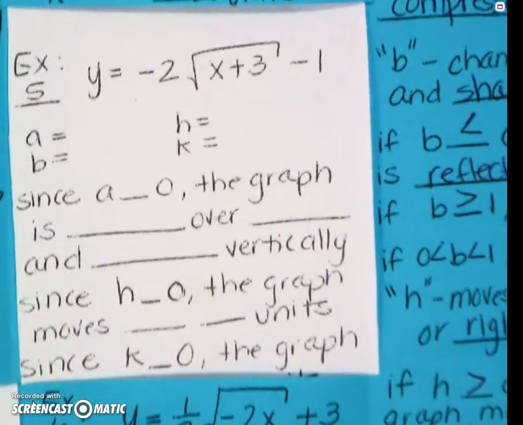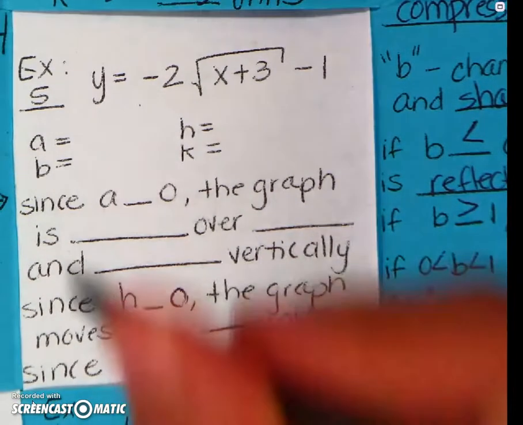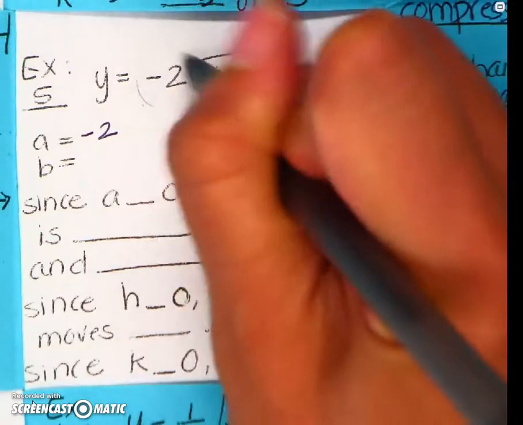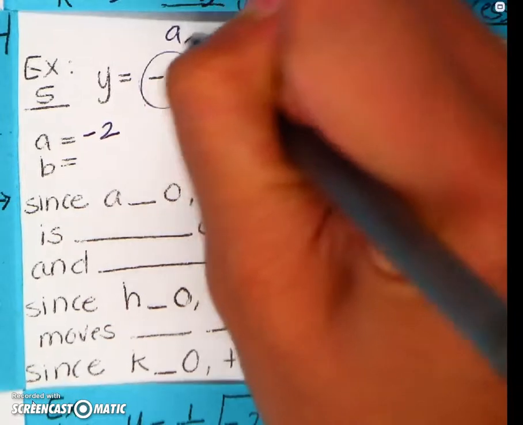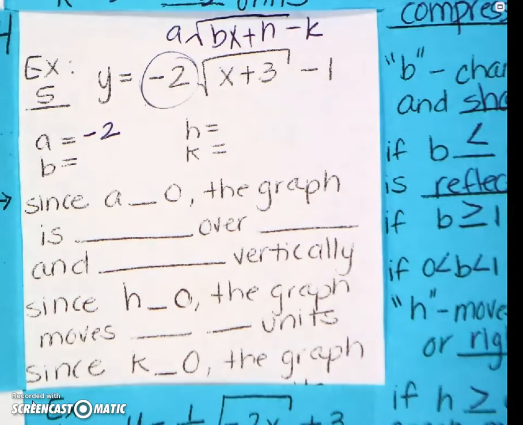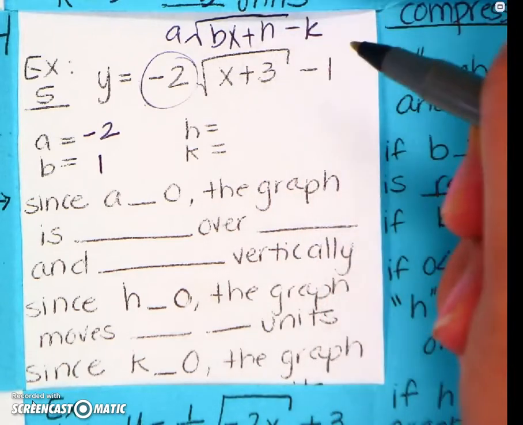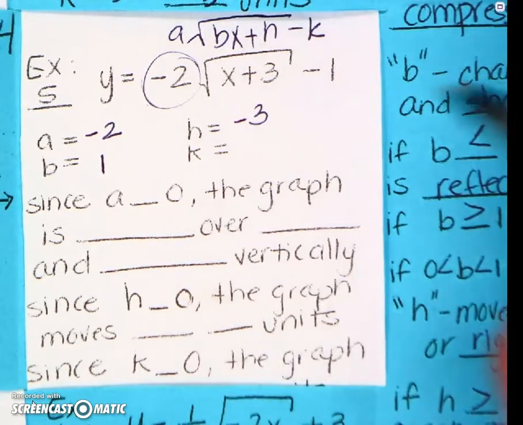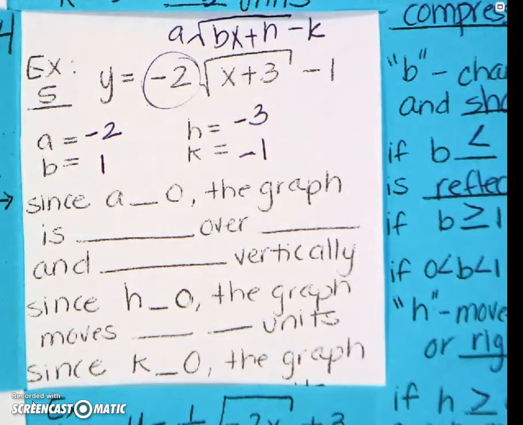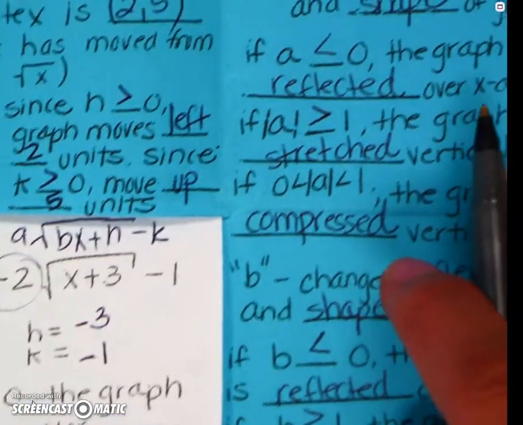Number 5, we're going to go ahead and write down what a, b, h, and k stand for. What is the value of a? -2. It's that number here in the front. We have a square root of bx plus h minus k. So what is the value of b? 1. h looks like a 3, but it's inside the radical, so it's going to be the opposite, -3, and then k is -1. Since a is less than 0, the graph is reflected over the x-axis.